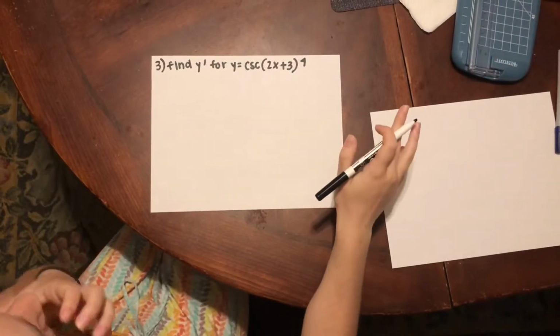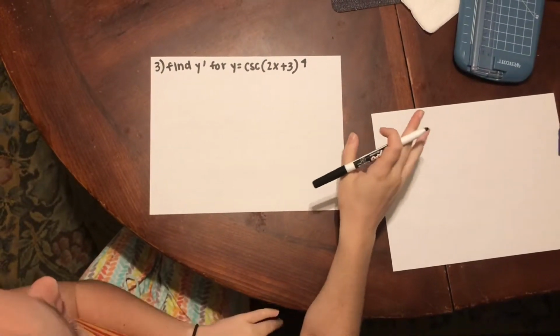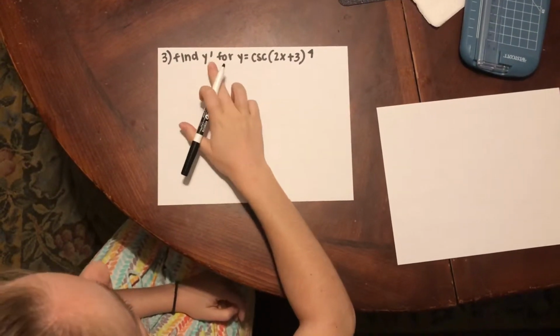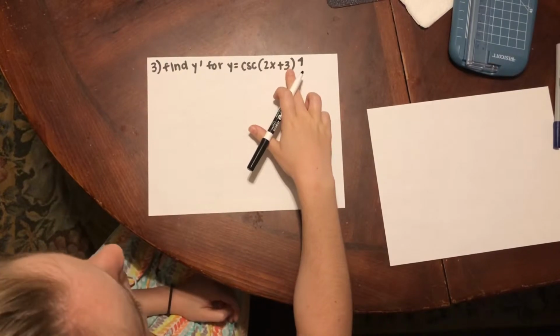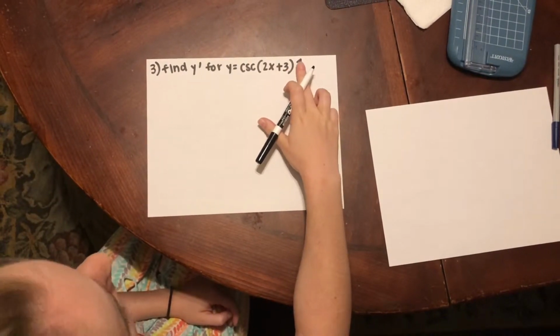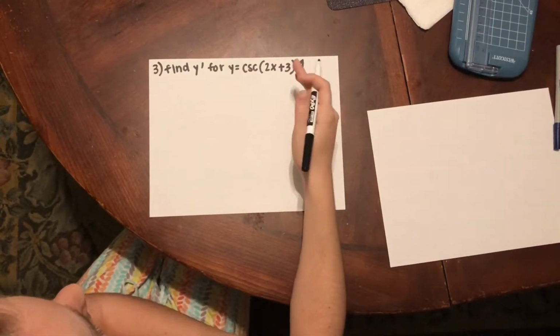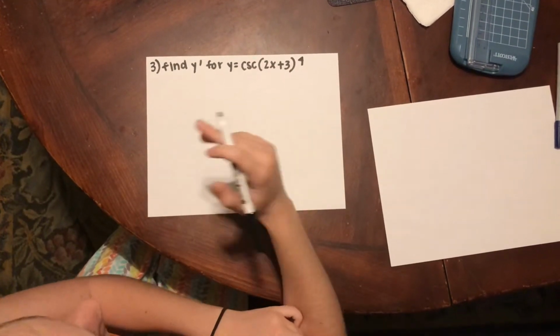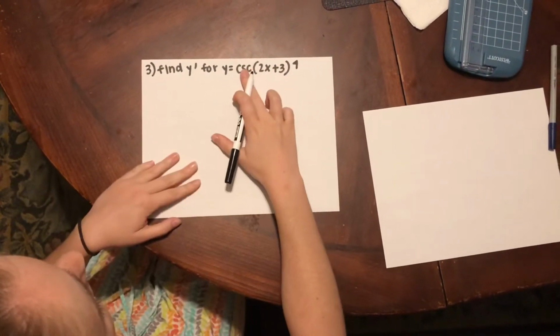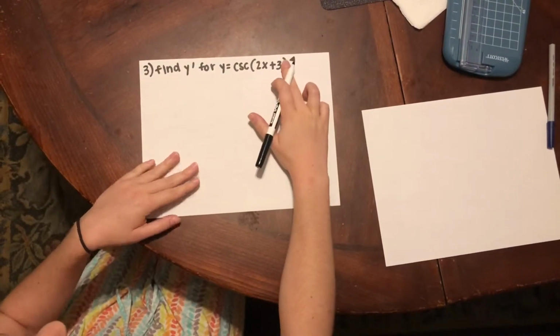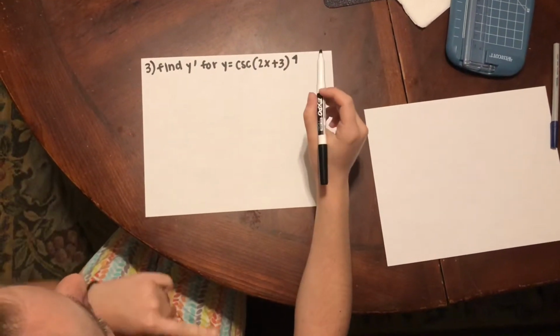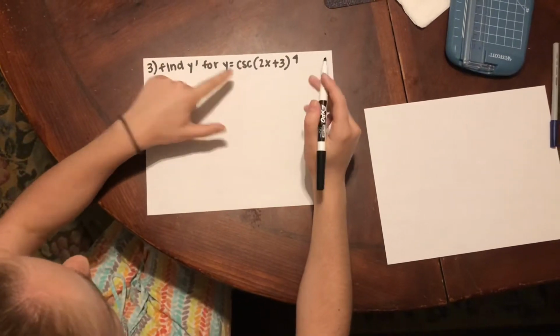Okay, so for our third and final example, which is a little bit more challenging, we're going to find y prime for y equals cosecant of 2x plus 3 to the 4th power. So basically this one, instead of having 2 steps, has 3 steps, because we have the cosecant that we need to take the derivative of, we need to deal with the exponent, and then we need to deal with the inside function. So the first thing we're going to deal with is the cosecant.